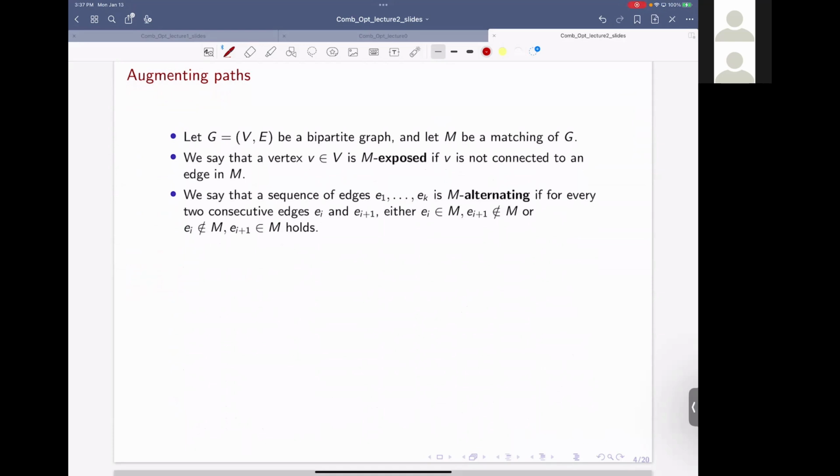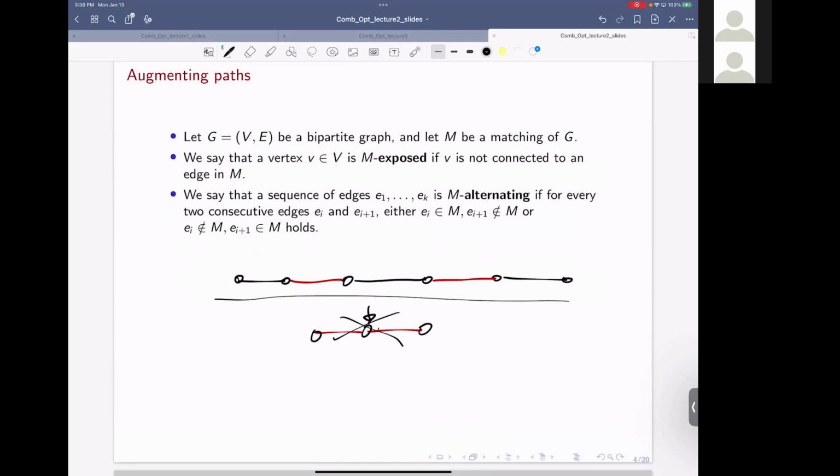There's a concept of an alternating path. The idea is that you have an edge that is not a matching edge, and the next edge has to be a matching edge, and then you have a non-matching edge. You cannot have two matching edges consecutively, because this vertex cannot be incident to two matching edges. So this structure is not possible, but at least this alternating structure can be possible.